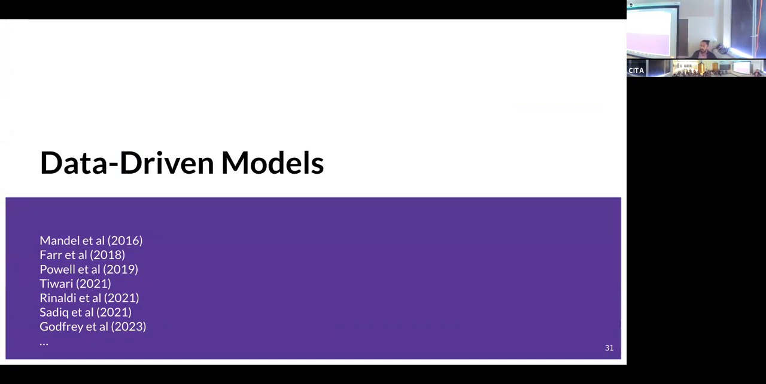All right, any questions before I move on? All right, so now I want to talk about some of the data-driven models. These are the models with a lot of flexibility, but very little to no physics, okay?